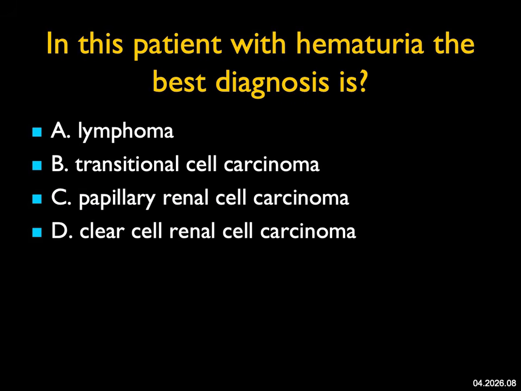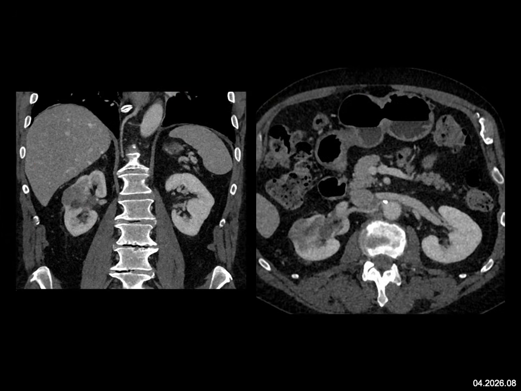In this patient with hematuria, the best diagnosis is, well, when you look at the patient's kidney, there's an infiltrating tumor. Now, I'm showing you only 2 images. They're both venous phase. This could be a papillary renal cell carcinoma. I can't exclude that. It's likely not a clear cell because it's not very vascular. And lymphoma can be solid masses, but usually they're solid and not somewhat infiltrating like this, and they're larger. But I could not 100% exclude that possibility.